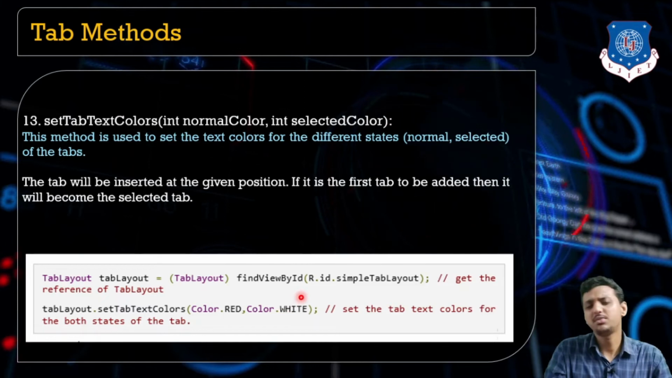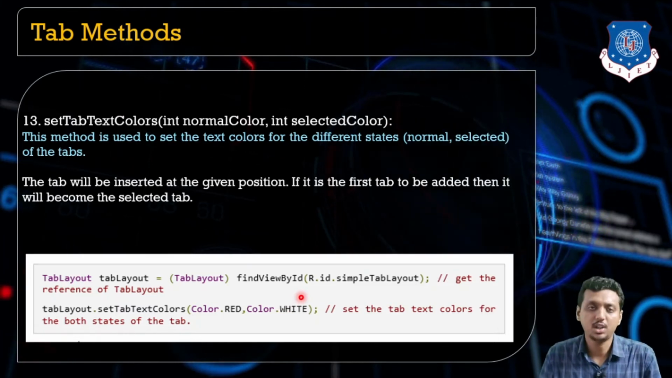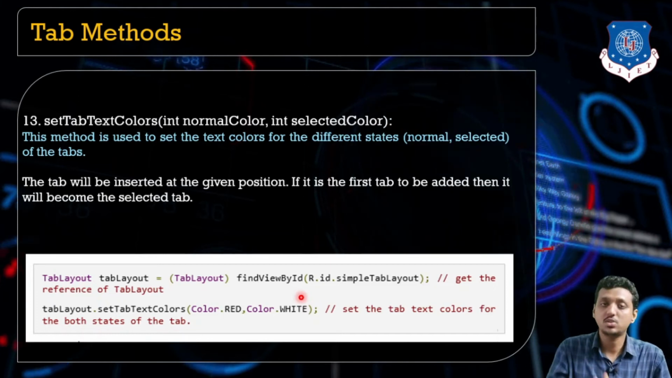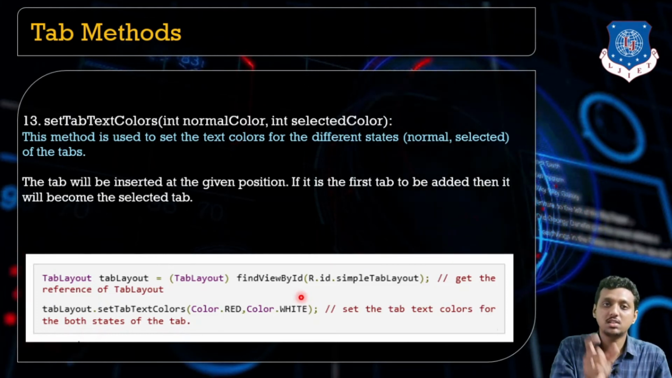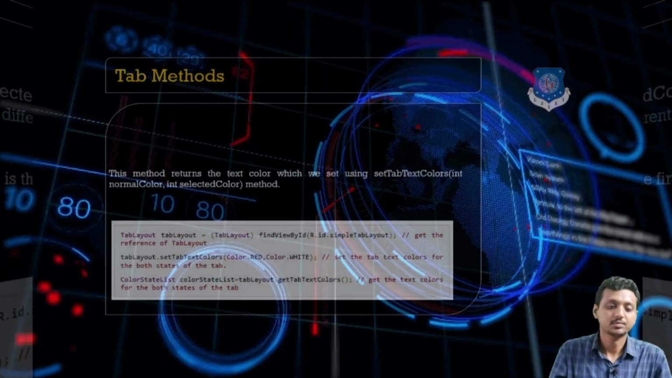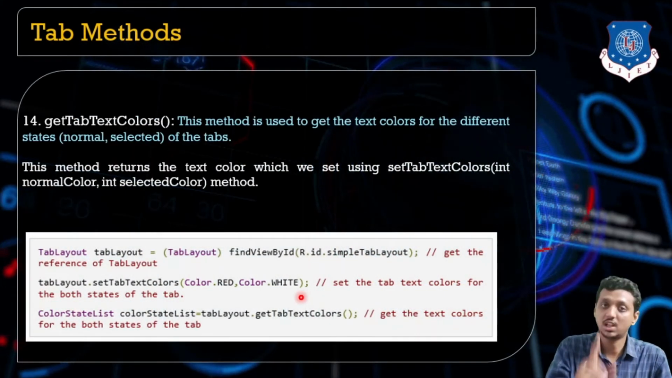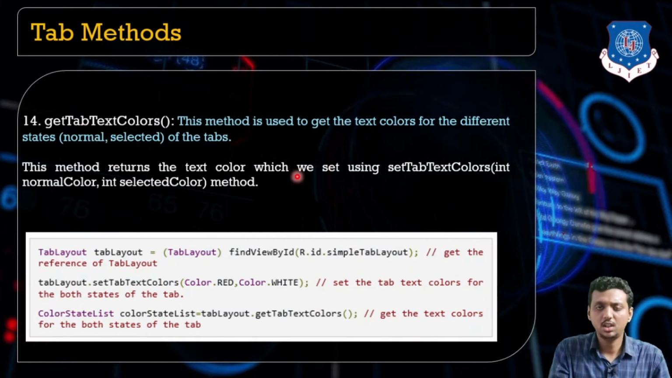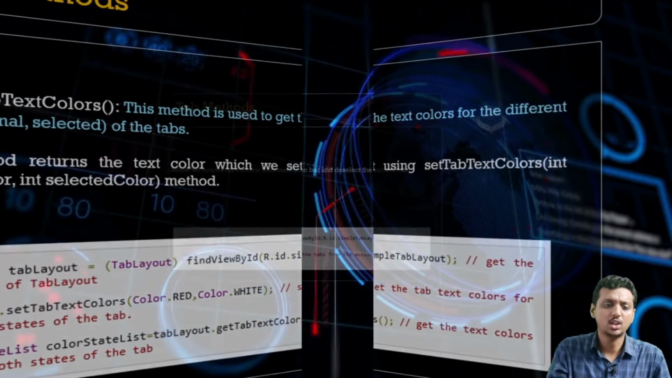Fine. Students, we can set such properties from the XML part as well. In the practical, we are going to see how we can set the selected tab color and normal tab color by using XML, not Java. Here is another method in Java known as getTabTextColor. If you want to fetch the tab text color, you can call this method.